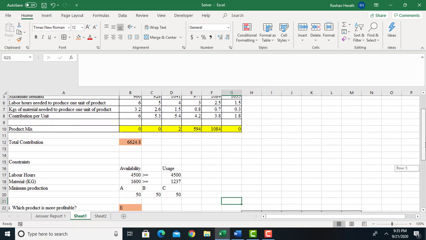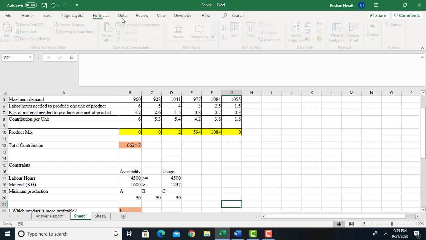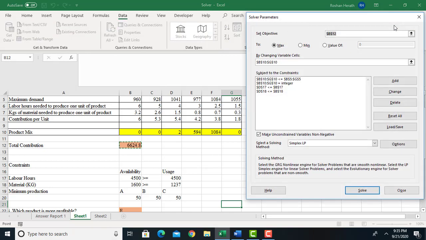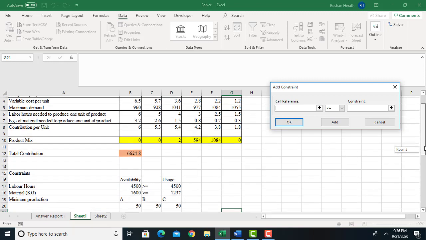Now let's get that. All we have to do is go to the solver that you have taken, modify it, and add a constraint. And what is that constraint? It is the minimum requirement. You need to ensure one thing. What is that?